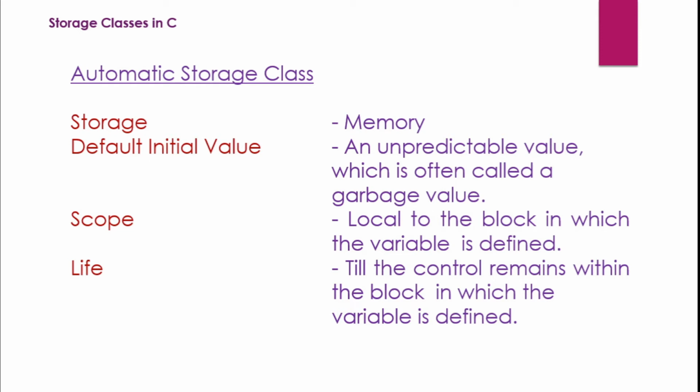If we talk about the register storage class, this is the second. From the automatic storage class to the register storage class, there is only one change: the storage. The storage is CPU registers in the case of the register storage class. Otherwise it is the same as the automatic storage class. The default initial value is unpredictable, garbage. The scope is local to the block in which the variable is defined, and the life is until the control remains within the block in which the variable is defined.